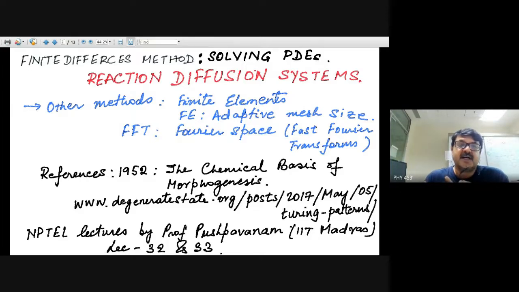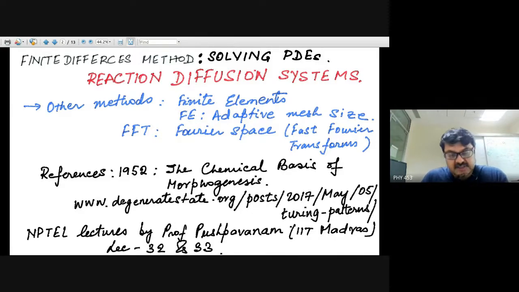And then you transform it back to real space to figure out what the fluid is doing. These are other methods, but we shall stick to the finite differences method for this class, for this week. The reference for whatever I say, of course, is the Alan Turing paper of 1952, The Chemical Basis of Morphogenesis, where he showed how patterns can spontaneously emerge.